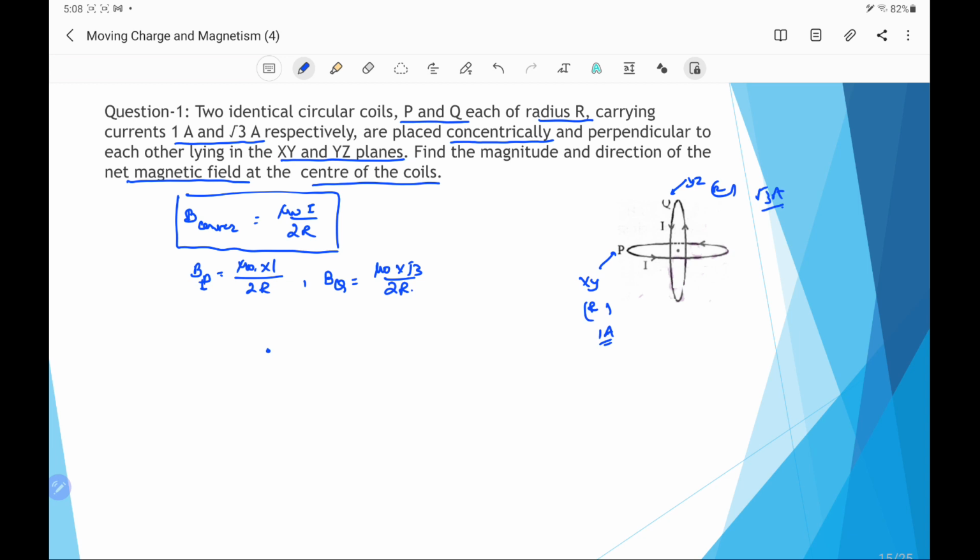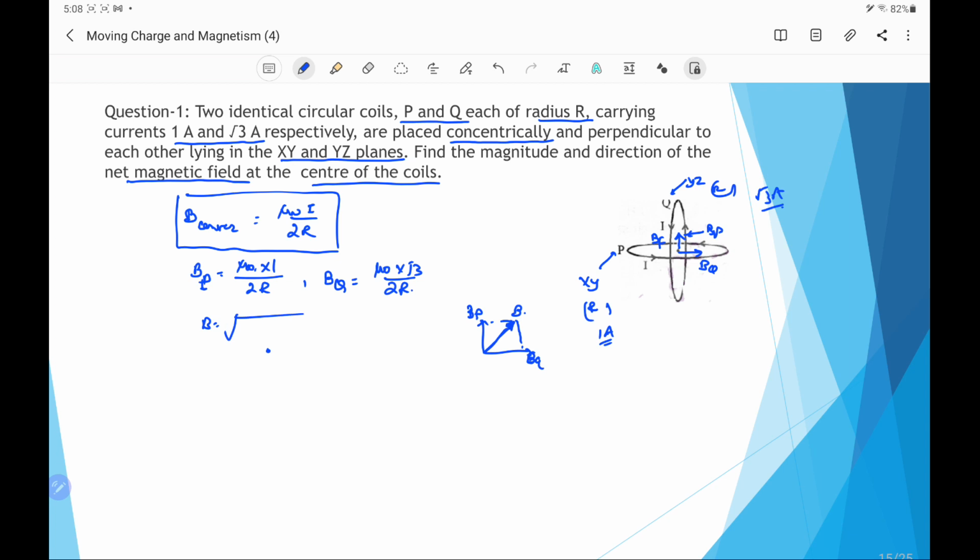And if we check the direction, it is given by the right hand rule. So the direction of the field due to P will be upward. This is BP, and because of Q, this will be rightward. And this is BQ, this is BP. That means these two fields are perpendicular, and using the vector method of addition, we complete this parallelogram. Here it is a rectangle. This diagonal will give the net field B.